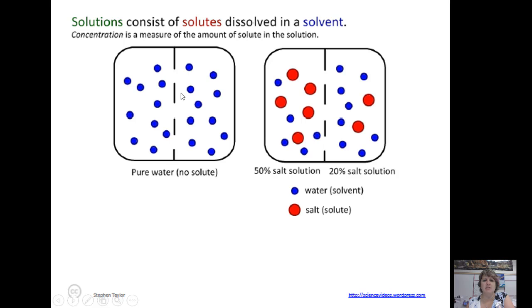This dotted line in the middle is representing our selectively permeable membrane. On the cell on the right, we have a 50% salt solution on the left side of this cell and a 20% salt solution on the right side of the cell. So if you have 50% salt, then you have 50% water. If you have 20% salt, then you have 80% water. So the solutes and the solvents will move back and forth.